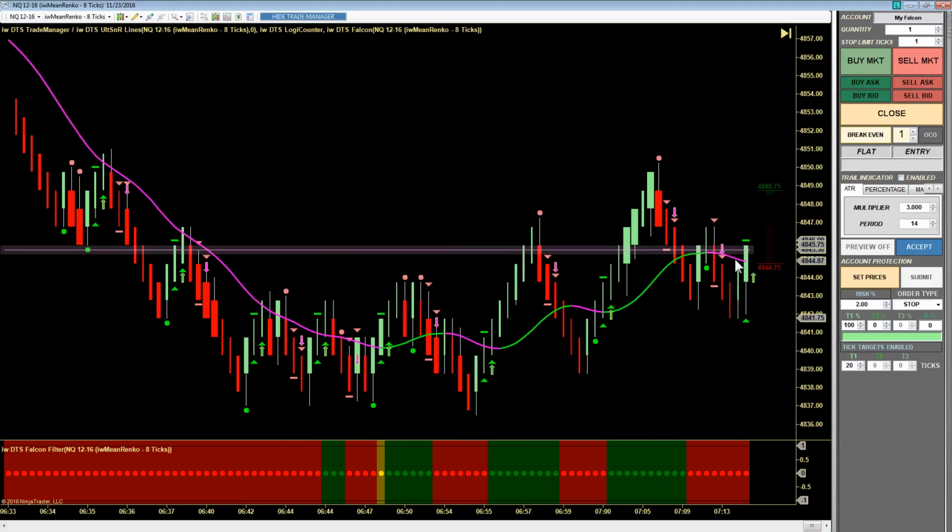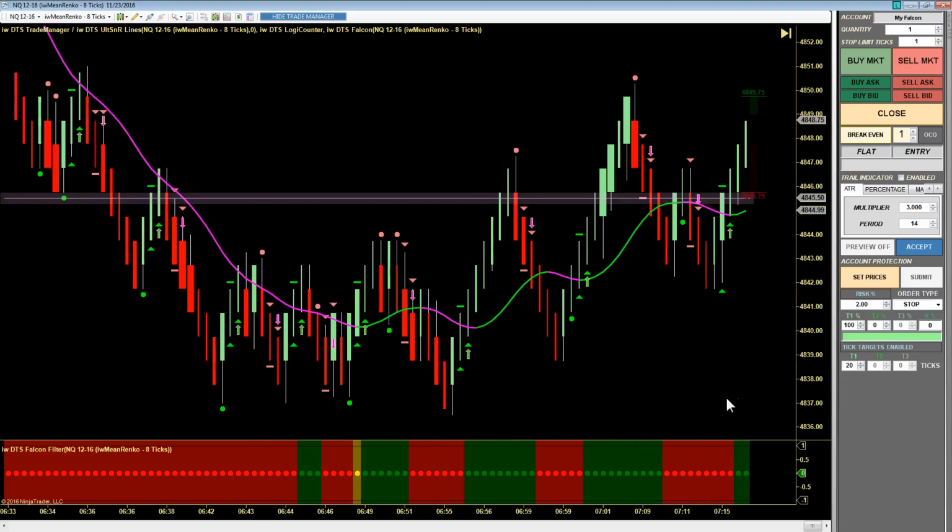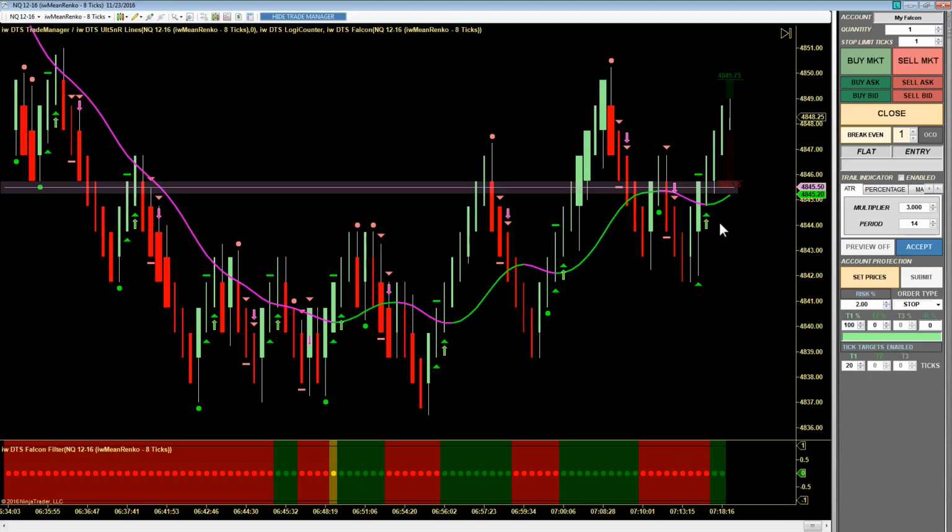Even though it produced a buy signal, it was out of sync. Our trend line was red, and our filter is red. I know it's gone up, but it wasn't a complete signal. Not as far as the Falcon is concerned, anyway.